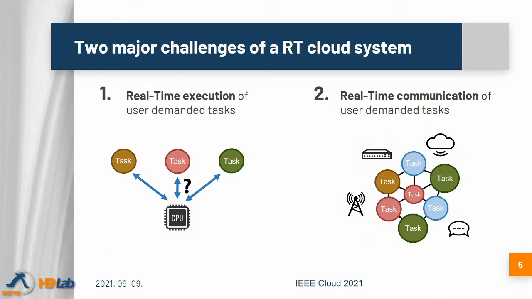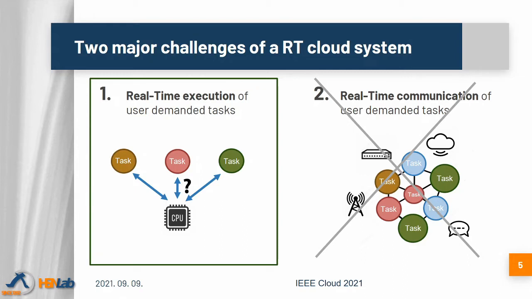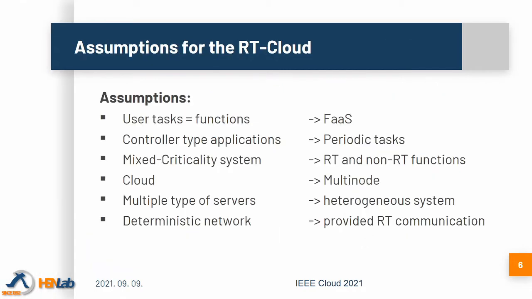We have identified that the two major challenges of future real-time cloud systems are the real-time execution of the user-demanded functions and ensuring the real-time communication of them. In our paper, we have dealt with the real-time execution and assumed that the communication happens over a deterministic network. Of course, we are aware that this assumption is a significant constraint, or a missing point, of our proposed platform. However, as deterministic networking is an actively researched topic, we believe that this requirement will increasingly be met in the future. We made some assumptions about how a real-time cloud should look.